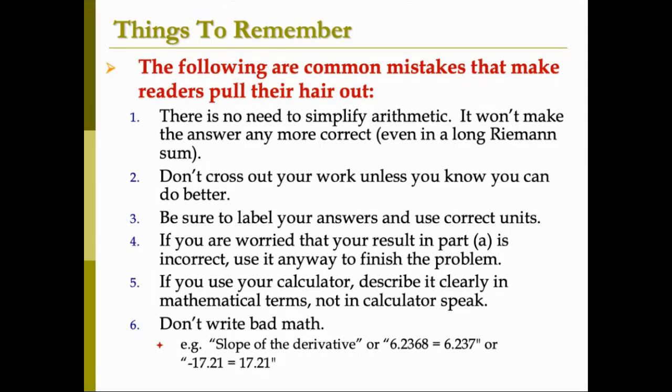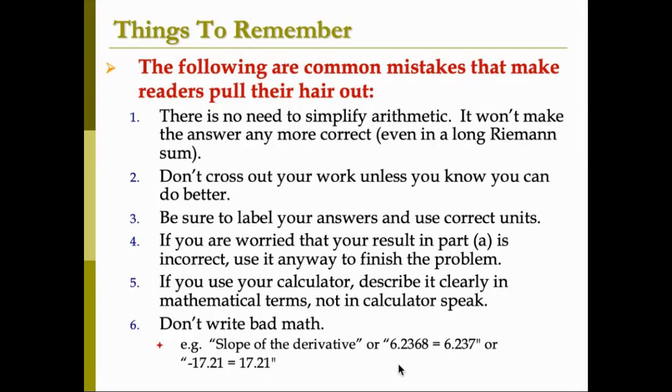Don't say things like 6.2368 is equal to 6.237. Those are not equal. Those are approximates, okay? So you have to use the approximation symbol in here. So make sure that if you're going to say 6.2368, say it's approximately 6.237, okay? So please make sure you're using the approximation symbol.